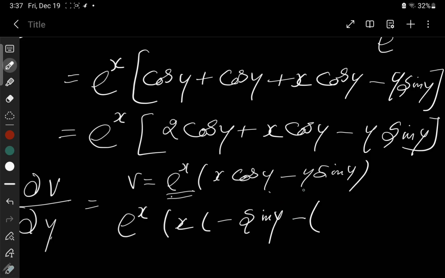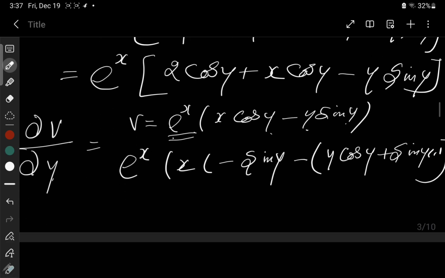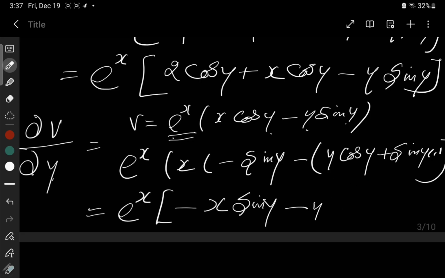But now apply the uv method to y sin y. Keep y here, differentiate sin y, cos y, plus keep sin y and differentiate y, you will get 1. So this is equal to e power x. Simplify the bracket terms: minus x sin y minus y cos y minus sin y. This is your dou v by dou y.